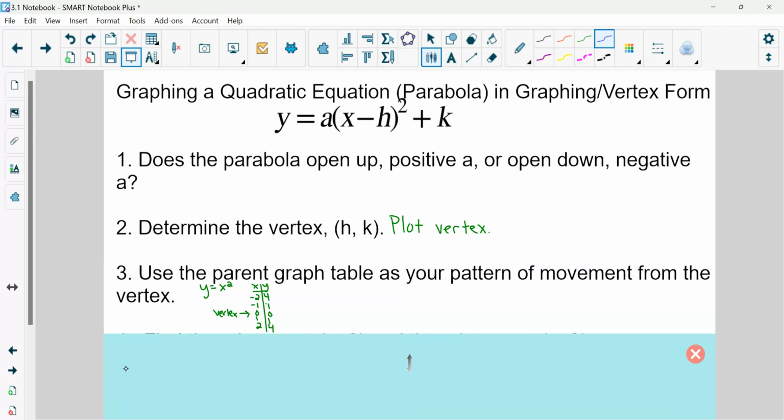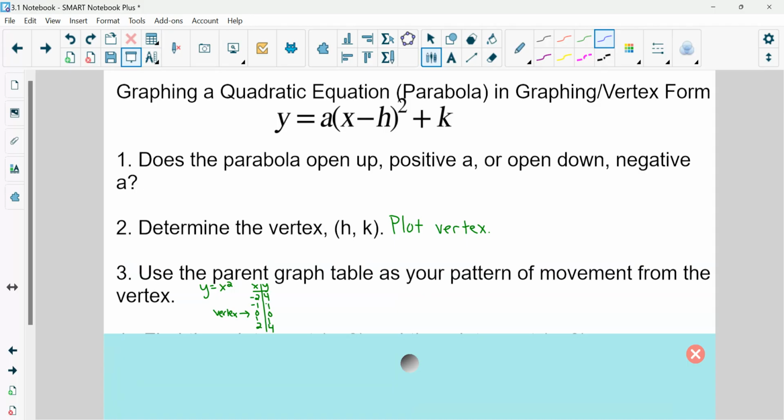All right, then the way we get more points is we use our parent graph table to help us get movements from the vertex. So our parent graph table is just y equals x squared. Y equals x squared is the simplest form of a parabola. And so if I square every x value from -2 to 2, I can get my movements from my vertex.